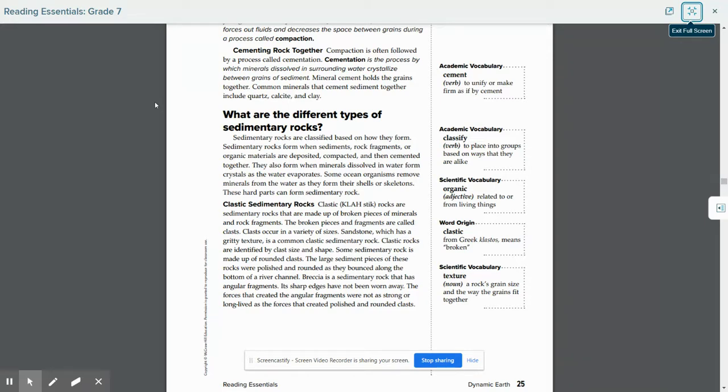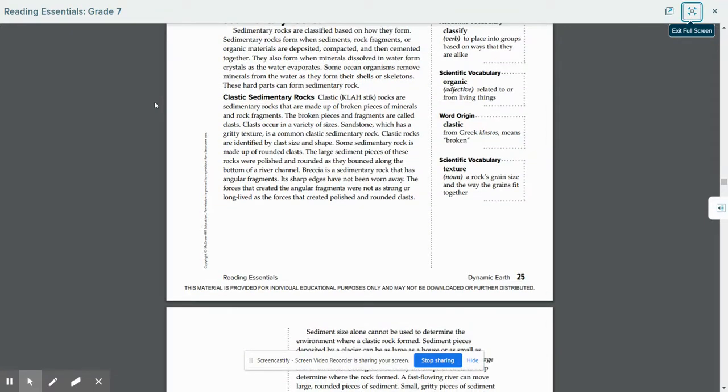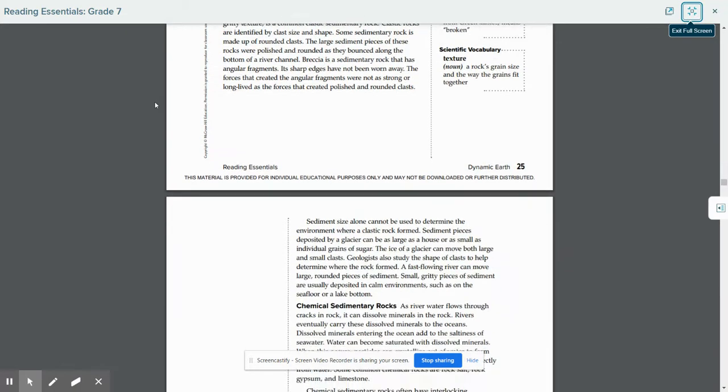Some sedimentary rock is made up of rounded clasts. The large sediment pieces of these rocks were polished and rounded as they bounced along the bottom of a river channel. Breccia is a sedimentary rock that has angular fragments. Its sharp edges have not been worn away. The forces that created the angular fragments were not as strong or long-lived as the forces that created polished and rounded clasts.